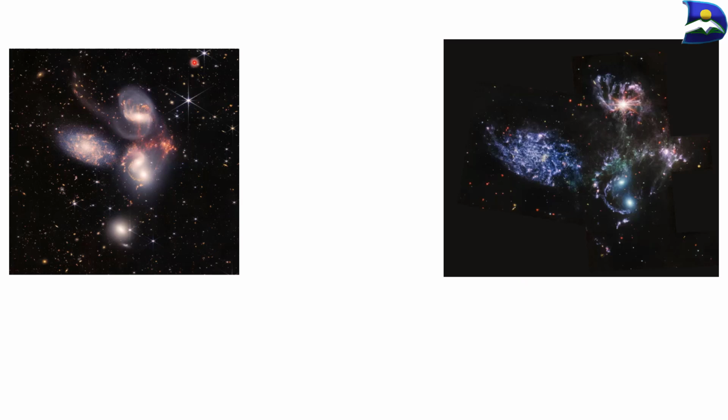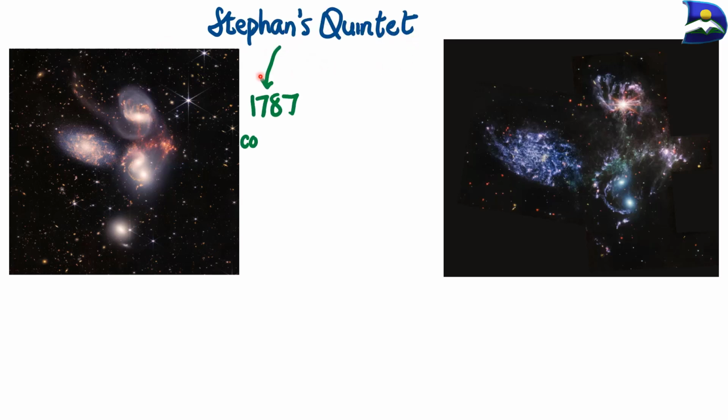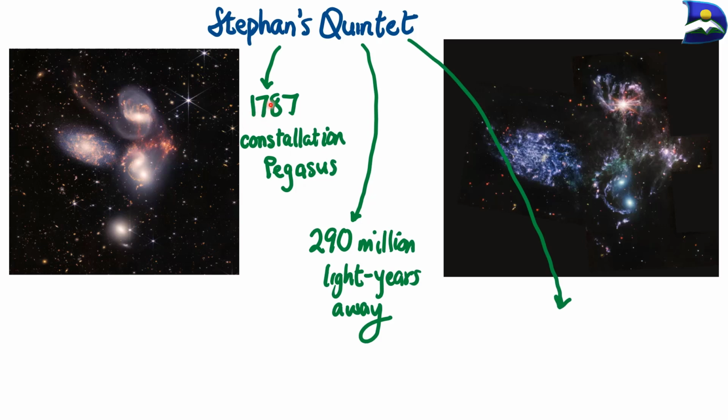Now, this particular location is called Stephan's Quintet, and Stephan's Quintet was actually discovered in the year 1787. It is in a constellation called Pegasus, and this is located 290 million light years away from our specific Earth region. Now, the final interesting point to remember here is that this shows 5 galactic interactions, and these are as follows. 1, we have 2, we see the third one right here, we see the fourth one right over there, and finally we have the 5th one over there.